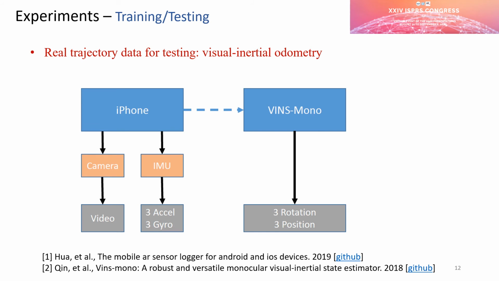Then, we also generate real visual inertial odometry trajectories as testing data. The reason we adopt visual inertial odometry is that it can obtain absolute scale trajectory with distance information. In this paper, we are using two open source software. One is a smartphone application, which is used to collect video and inertial data. The other is a visual inertial odometry model, used to process the collected data and then generate a motion trajectory. The open source links are given here so our application can be easily verified.